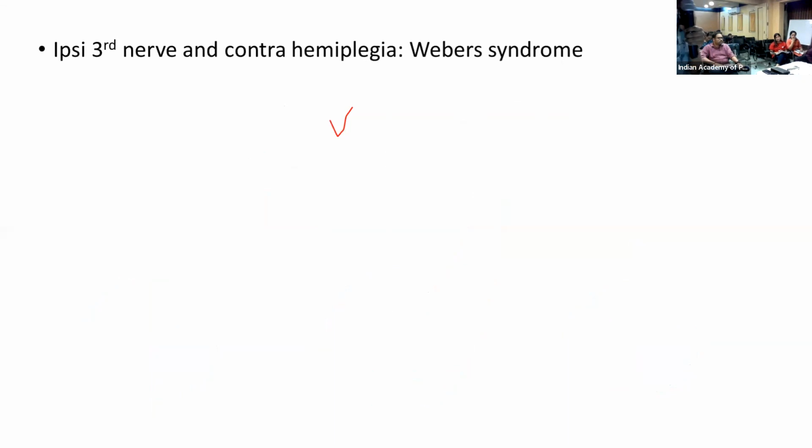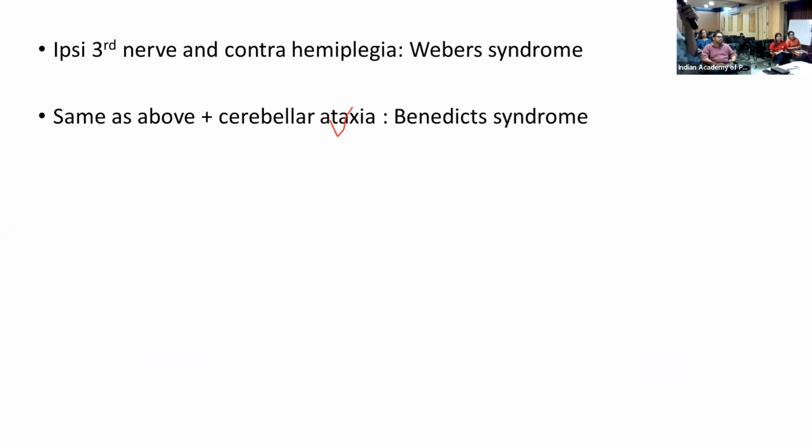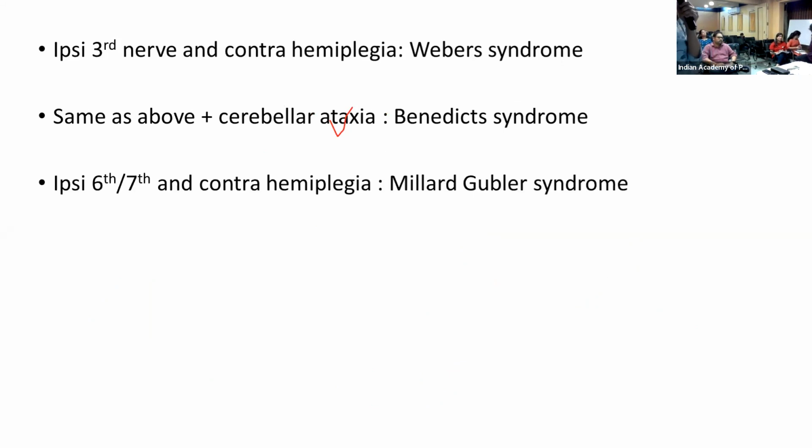Now, just because I never remember these names, I thought I'll put them up. So ipsilateral third nerve, midbrain, right? Suppose left third nerve is involved and right-sided hemiplegia. So contralateral hemiplegia is known as Weber's syndrome. Correct? Crossed. Same thing with cerebellar ataxia is Benedict's. 6th, 7th nerve with contralateral hemiplegia, which we spoke about, that is Millard-Gubler.